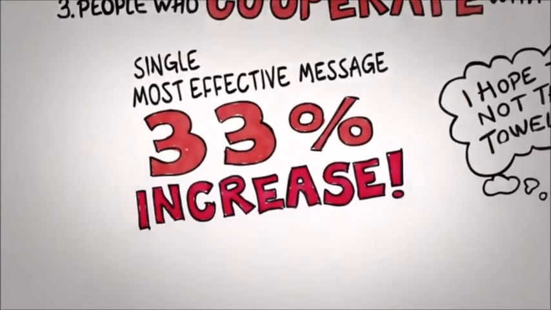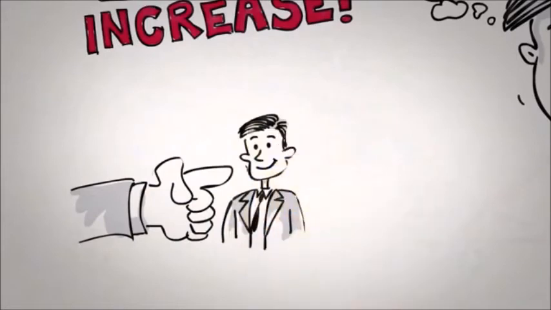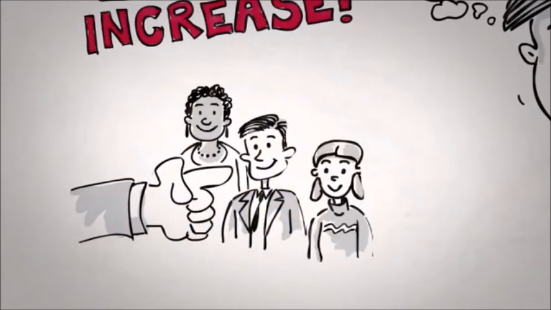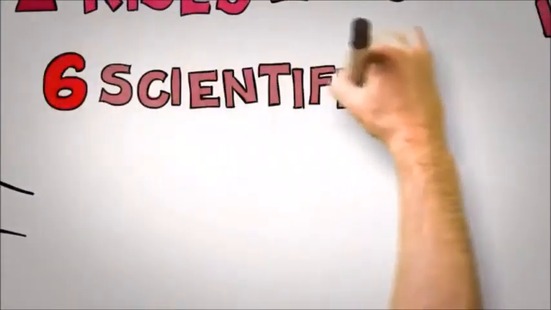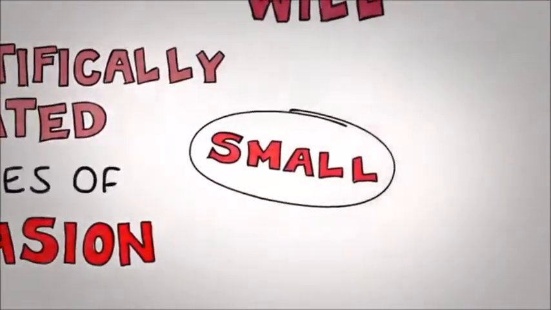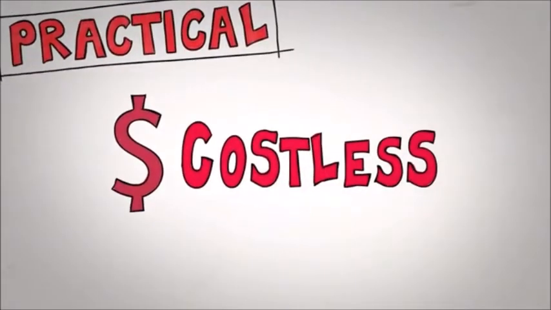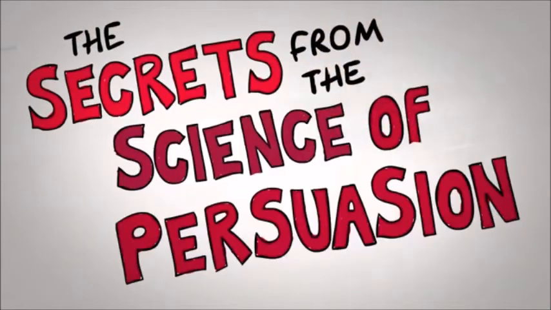So, the science is telling us that rather than relying on our own ability to persuade others, we can point to what many others are already doing, especially many similar others. So there we have it, 6 scientifically validated principles of persuasion that provide for small, practical, often costless changes that can lead to big differences in your ability to influence and persuade others in an entirely ethical way. They are the secrets from the science of persuasion.